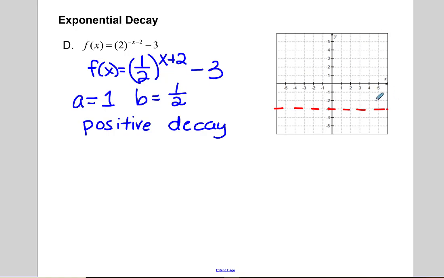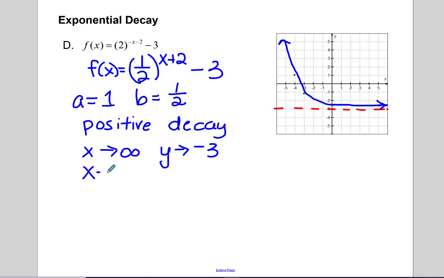Okay. So we're really close here. Sort of something like that. So we have positive decay, and it's a decreasing function. When x goes right, we should head toward the asymptote, and when x goes left, the graph would be unbounded upward because it's a decreasing function. Positive decay.